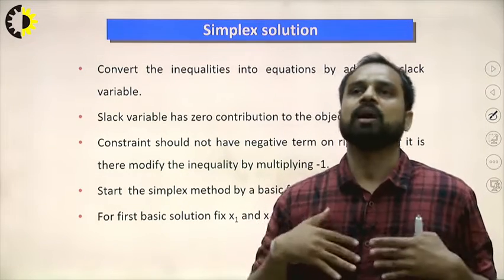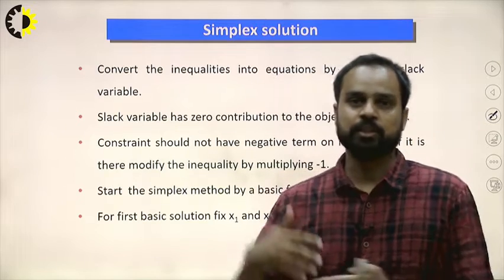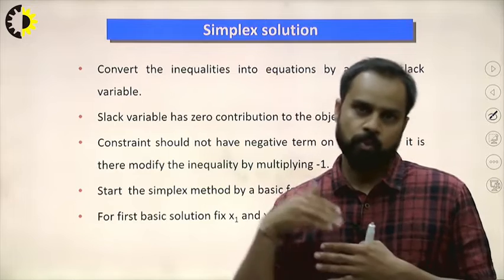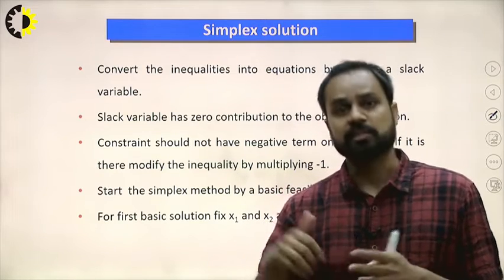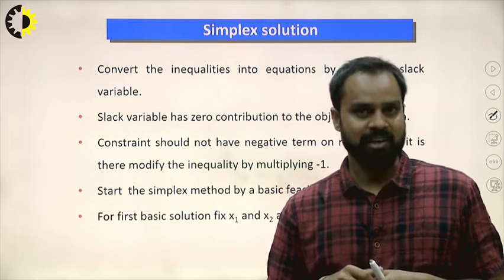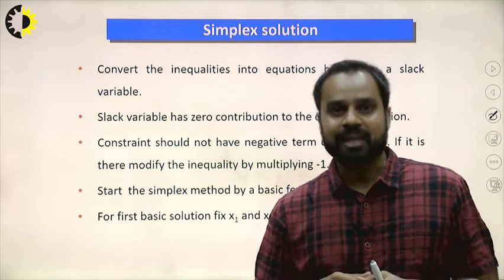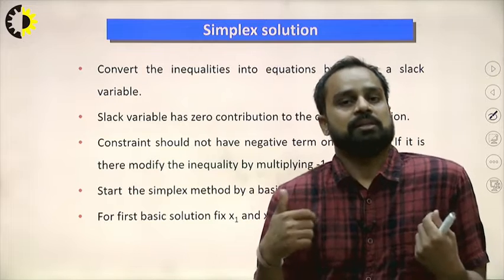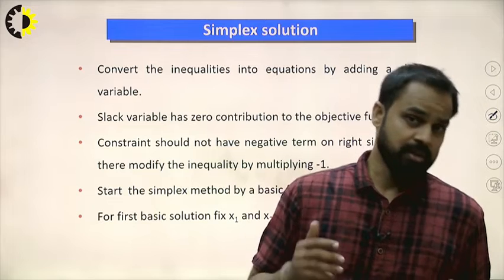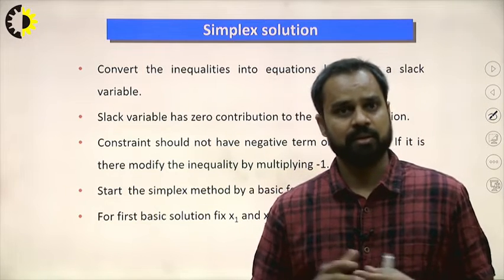Firstly, we have to convert the inequalities into equalities, means into the form of equations. How can we convert? By adding slack and surplus variables. If the constraint is of less than type, then we have to add a slack variable. If the constraint is of greater than type, then we have to add a surplus variable, right?